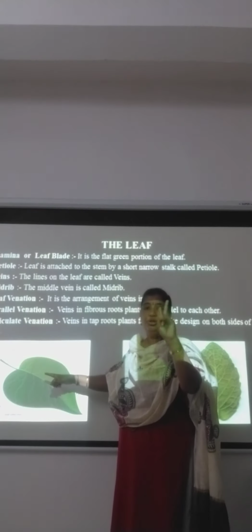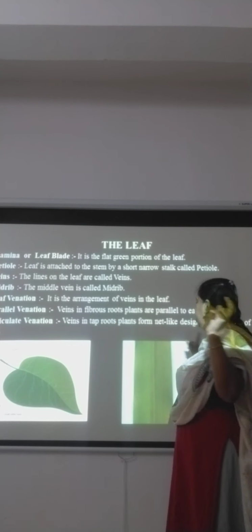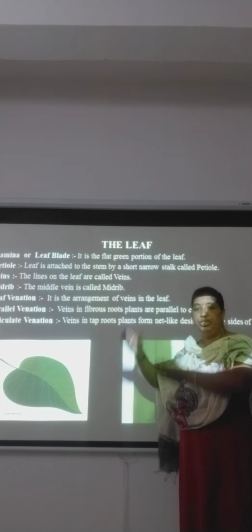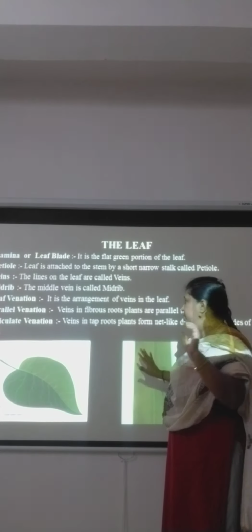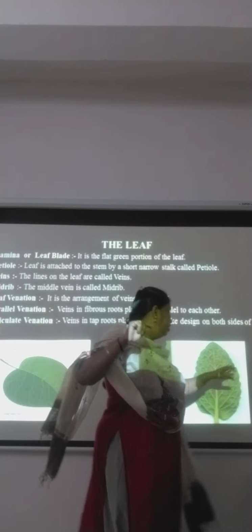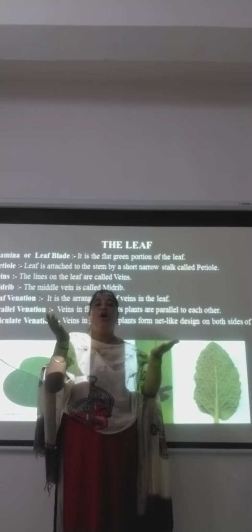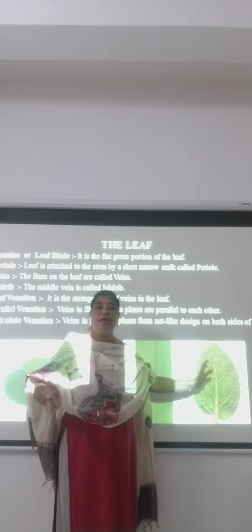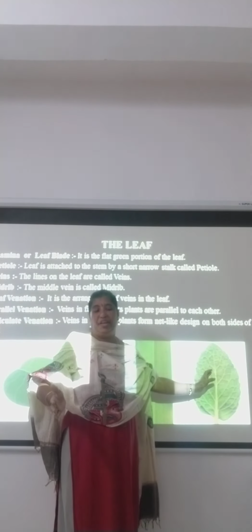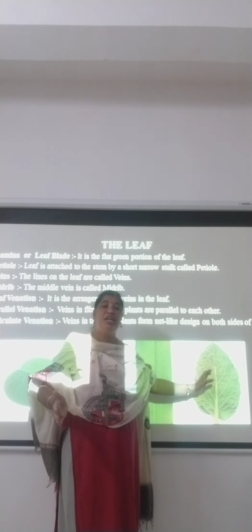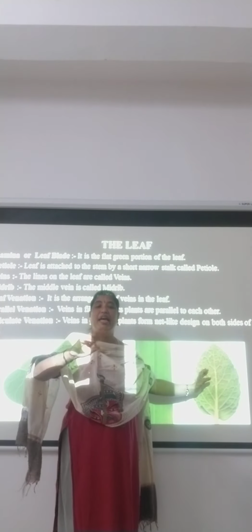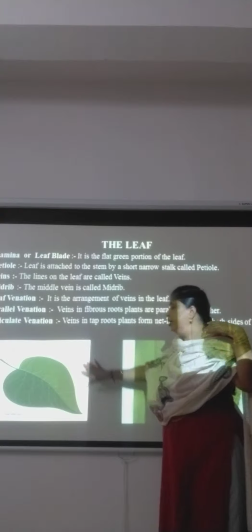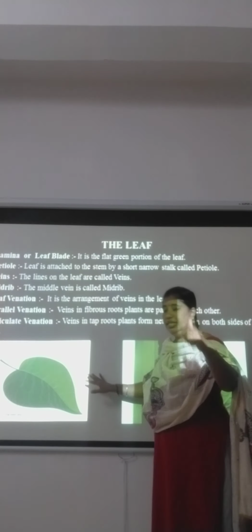This venation is of two types. Parallel venation, reticulate venation. In parallel venation, the veins are parallel to each other. Example, banana leaf. In reticulate venation, the veins are arranged in the form of a net on both the sides. This type of venation is called reticulate venation. Mostly the leaves form the reticulate venation. You can see the arrangement on both the sides. Now understood, children? The leaf and what are all the different parts of a leaf. Yes, let's go to the next part.